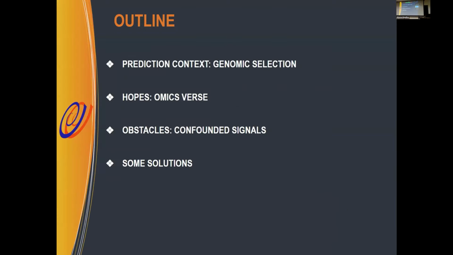So this is the outline. First, I'm going to talk about the context, why we are doing this, and what the tools are that we are using. And then some of the hopes, what are those tools that we can integrate to improve our ability to predict performance. And then some of the obstacles, why sometimes things might be a little obscure or difficult. And then finally, some solutions, some things that we have developed over time to help the breeders.